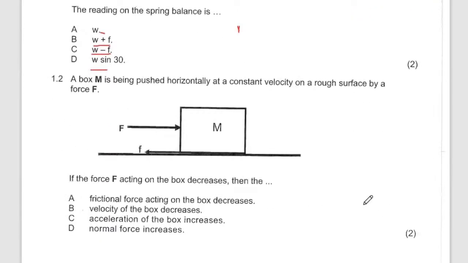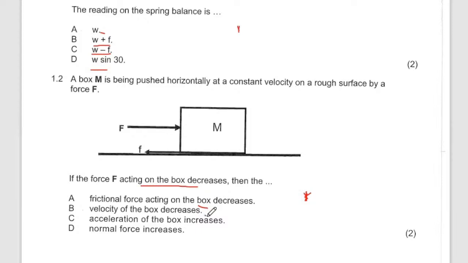Let's look at 1.2. A box M is being pushed horizontally at constant velocity on a rough surface by a force F. Okay, so we have the arrows that are indicating the directions. If the force F that is acting decreases, then what happens? Frictional force acting on the body increases. Okay, that sounds correct.